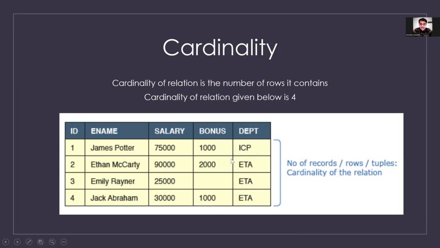How many different sets of data about different persons are there in your table? That is basically the cardinality of a relation. So if your table consists of four sets of information about different people, then the cardinality of that table is 4. Here in this table you can see the information of four persons with ID 1, 2, 3, 4. So the total cardinality of the relation is 4, and we also call cardinality the number of records, rows and tuples. These are just different names.